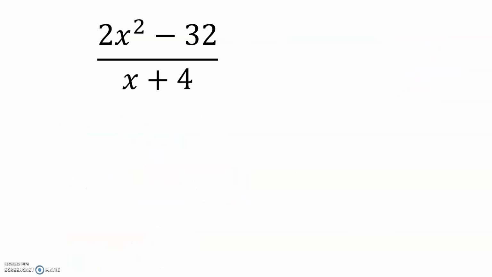I want you to think about this one for a second. This really involves multiple things we've talked about this week. What I don't want you to do is try to cancel the 2x squared and the x and the 32 and the 4. I can't do that because there's addition and subtraction here. So just like in the previous problems, I'm going to start by factoring. What do you notice about this top polynomial, or binomial, I should say? It has a GCF of 2.